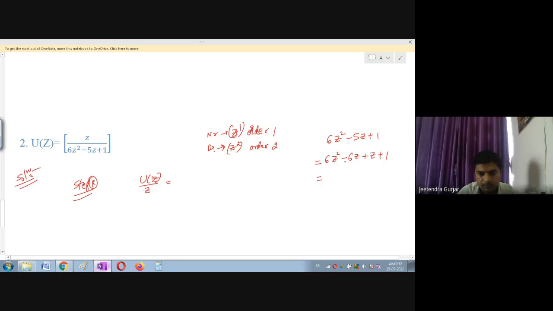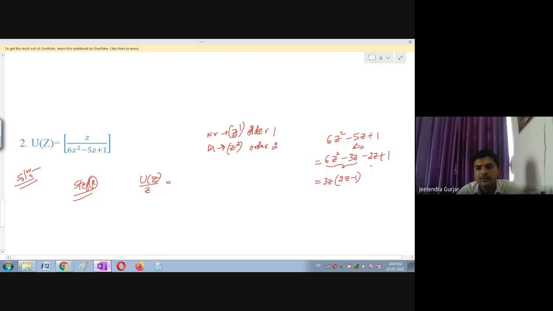Or you can take this as 3 into 2, that will be better. So this is 3z minus 2z plus 1. This will be easier to simplify. So 3 into 2 will become 6, and 5 can be split in terms of 3 and 2. Now you can simplify. Here you can take 3z common outside. So what will be in the bracket? Yes, you will get here 2z minus 1.